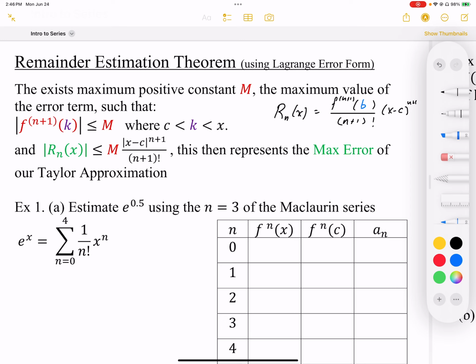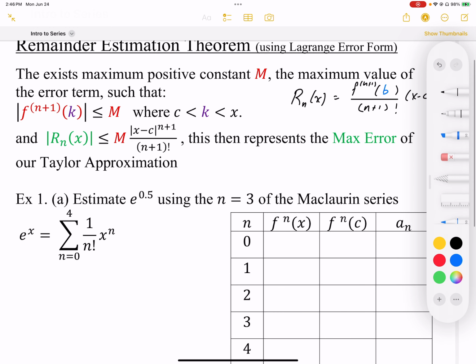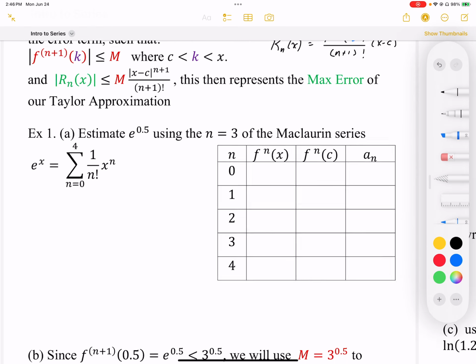So we know that our error can't be more than so much above or below the point that we estimate. And again, k is going to be bounded between c and x. Once we calculate m, we can then calculate the remainder, which is the max error. So this Rn of x in green, with the maximum error term, is going to be the max error of our approximation. So what does this look like?